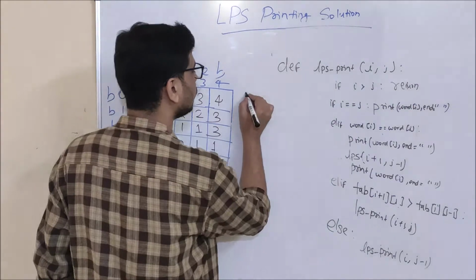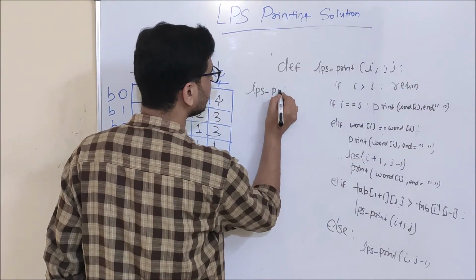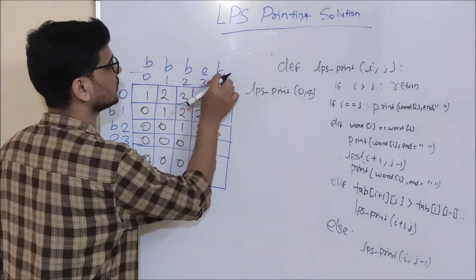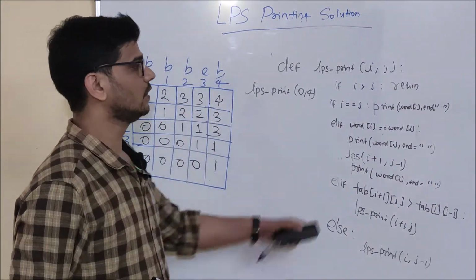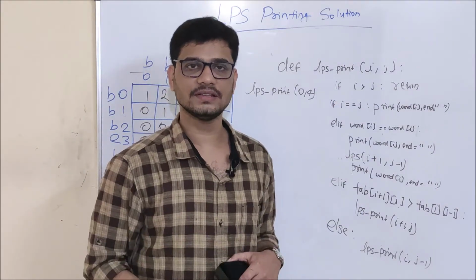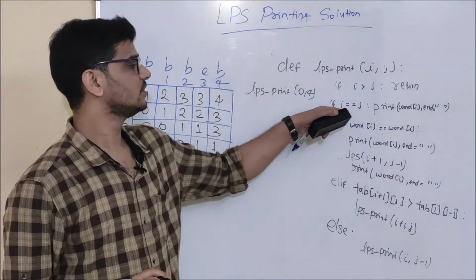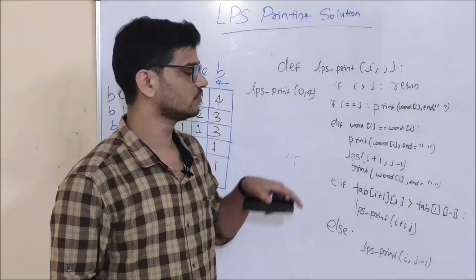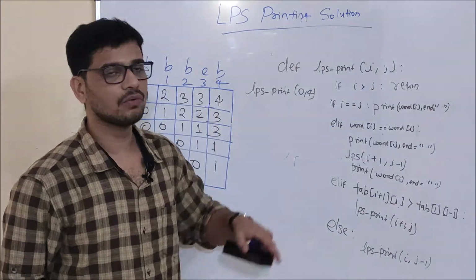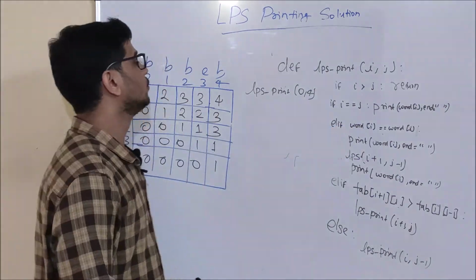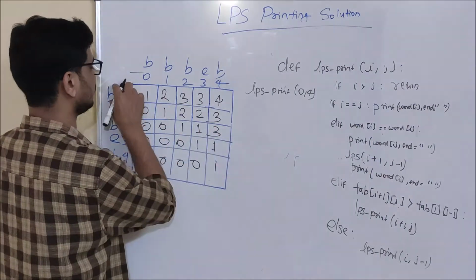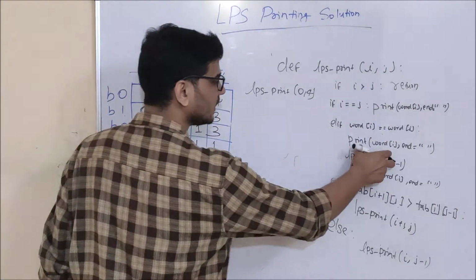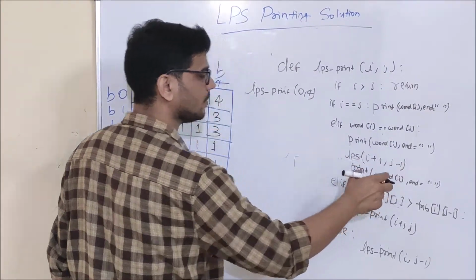So first of all, we will make a function call to LPS print 0, 4. Okay, first index, last index. So what am I going to do? I will check this condition. Is I greater than J? No, it is not. Then I will check, is I equal to J? I is 0, J is 4, not equal. So this line also will not be executed. Then I will check whether word at I is equal to word at J or not. So word at I, that is word at the 0th index, is B, and at J it is B. So what will happen? This line will be executed, this line will be executed, and this line will be executed.